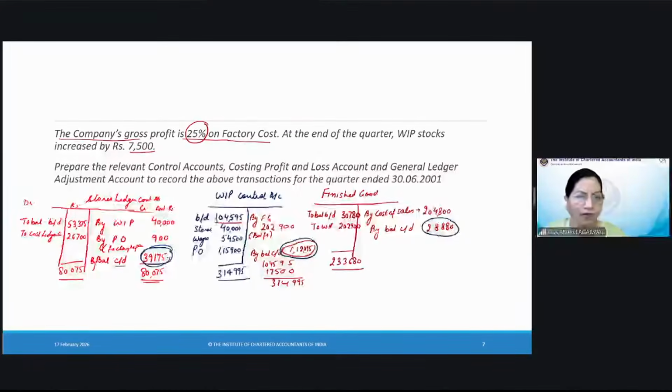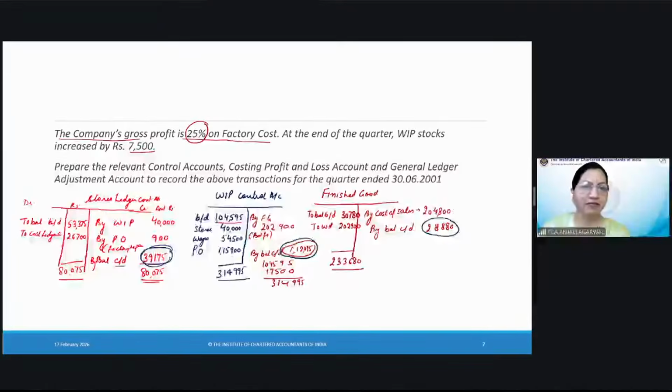You have no idea of the whereabouts of the 39,175, out of which 175 you have no idea where it is. So if you treat it as abnormal loss, you can charge it to costing P&L. If you treat it as normal loss, it might have evaporated or it is a natural normal waste in the process, then you can charge it to production overheads, the 175. So look at the scheme.